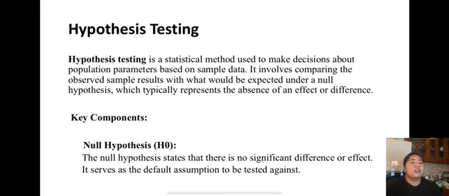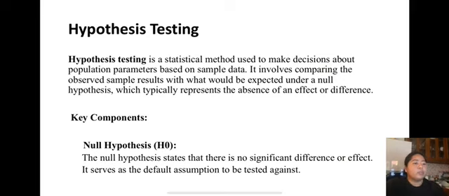Hypothesis testing. Hypothesis testing is a statistical method used to make decisions about population parameters based on sample data. It involves comparing the observed sample results with what would be expected under a null hypothesis, which typically represents the absence of an effect or difference.